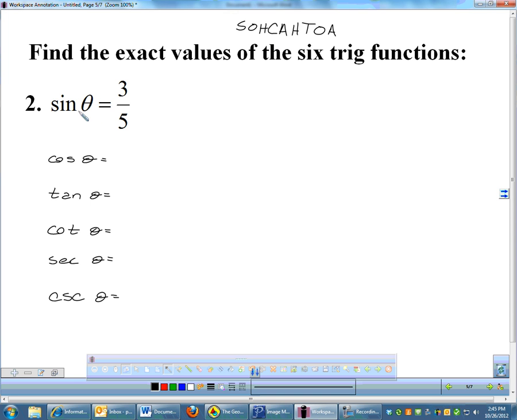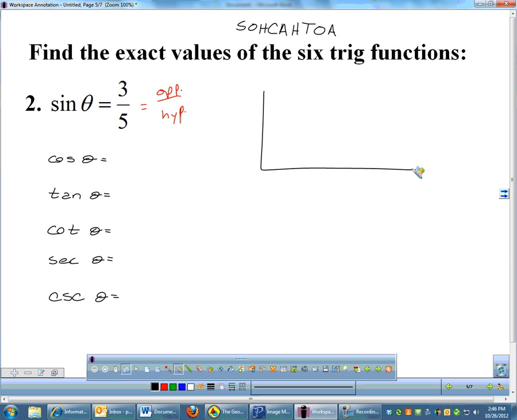So anyway, sine theta, if you remember SOHCAHTOA teaches us that sine is opposite over hypotenuse. So when I tell you that sine is 3/5, I'm giving you the opposite side and the hypotenuse, or at least the ratio of opposite to hypotenuse. So I'm going to create a new triangle, draw one on my own. Wow, check it out. There's my triangle.